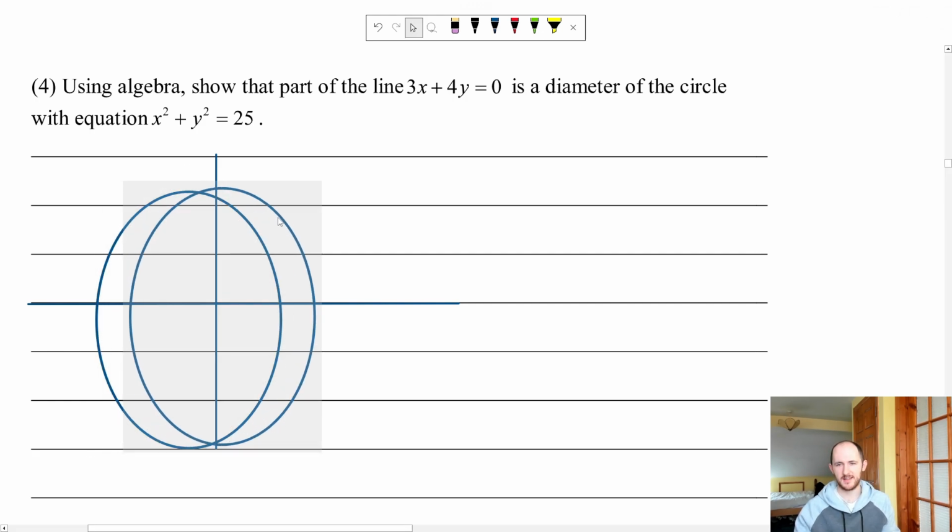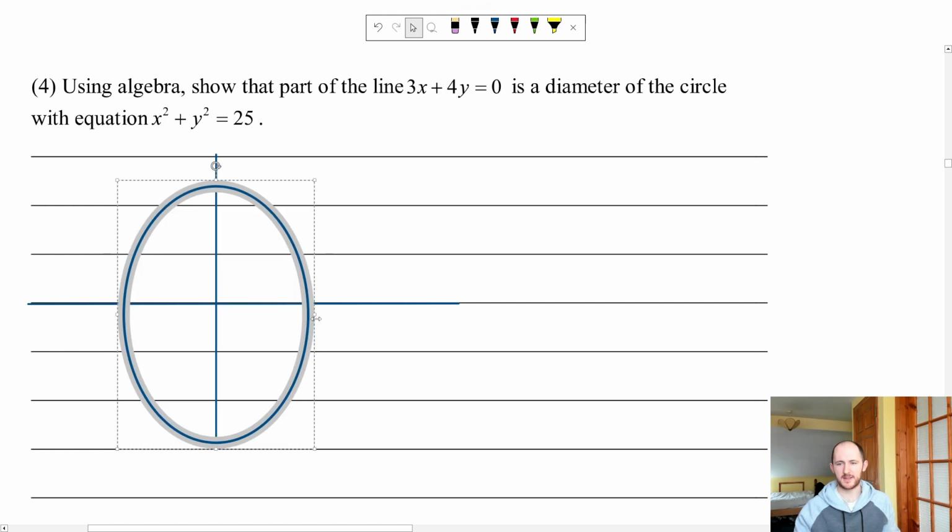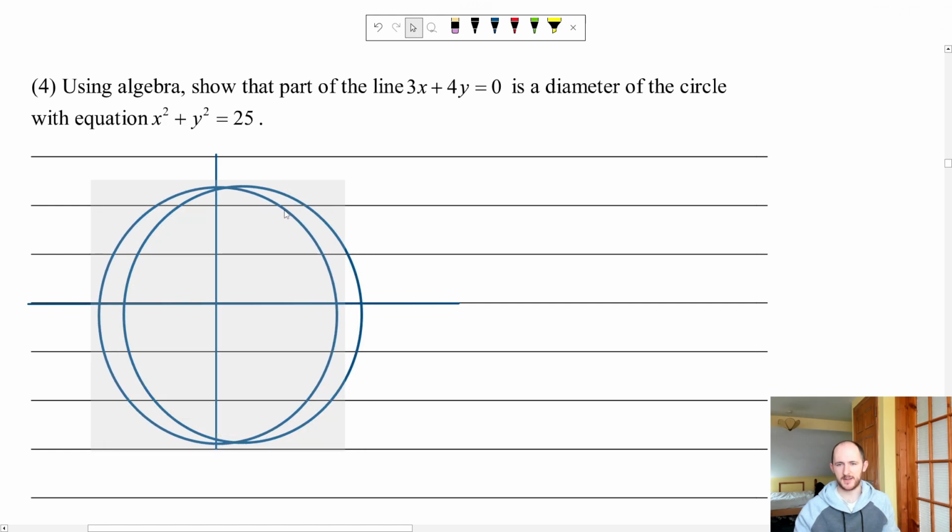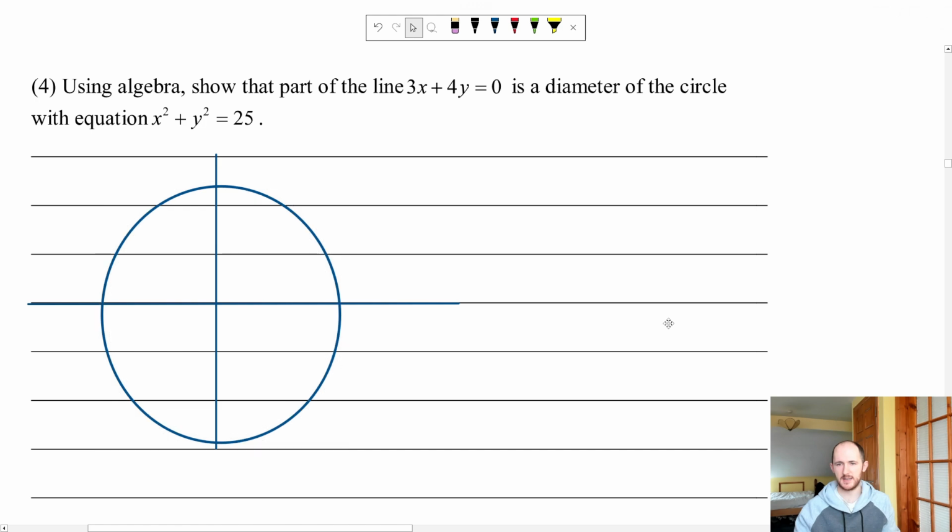Really? Alright, fine. Imagine that's a... There we go. We've got like a circle-ish, right? Now, don't forget, circles are always based around the origin in GCSE, which is pretty good. And what is a diameter?